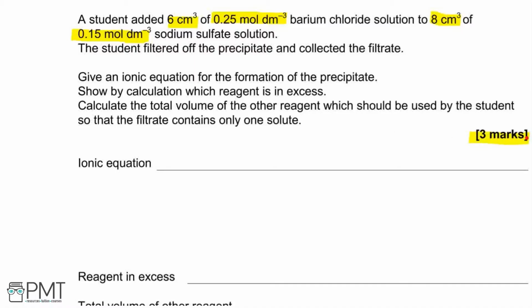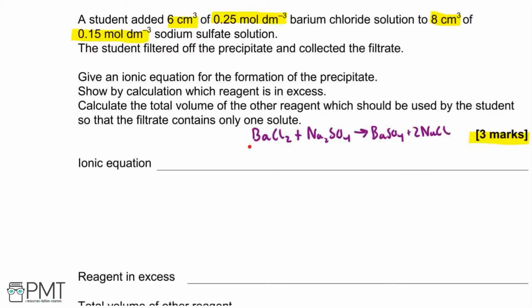Now, our first mark is going to be for giving the ionic equation. We're only going to get the 1 mark for it, which means we are providing no explanation or justification for it, we just need to write that equation. Before we can write the ionic equation, we should identify what's occurring in this reaction. So we have our barium chloride, that's BaCl2, and our sodium sulfate, that's Na2SO4, reacting to form barium sulfate, that's BaSO4, and 2 moles of sodium chloride, that's NaCl.